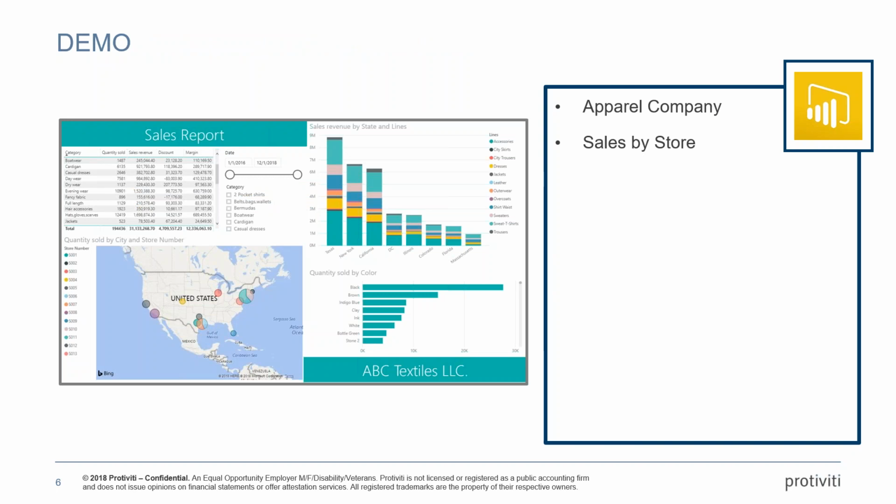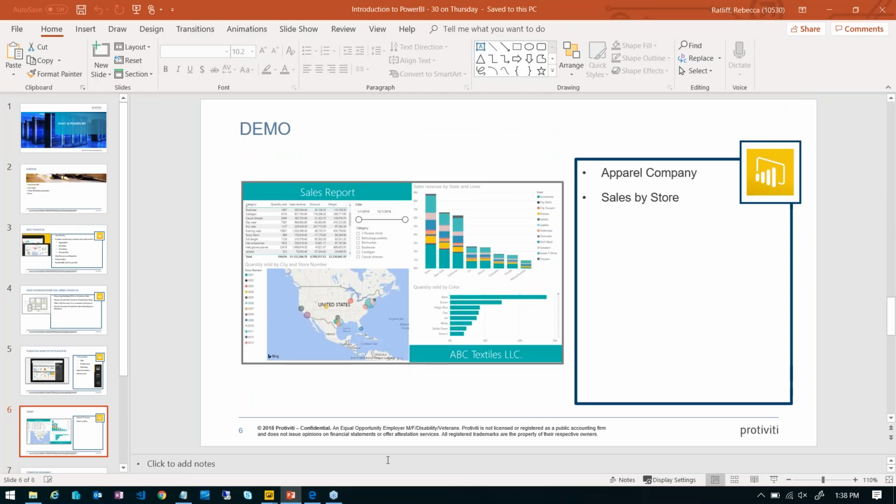For today's demo, we're going to look at data from a sample apparel company. We're going to review sales revenue and quantity sold by store for their different lines. Let's go ahead and get into the demo.